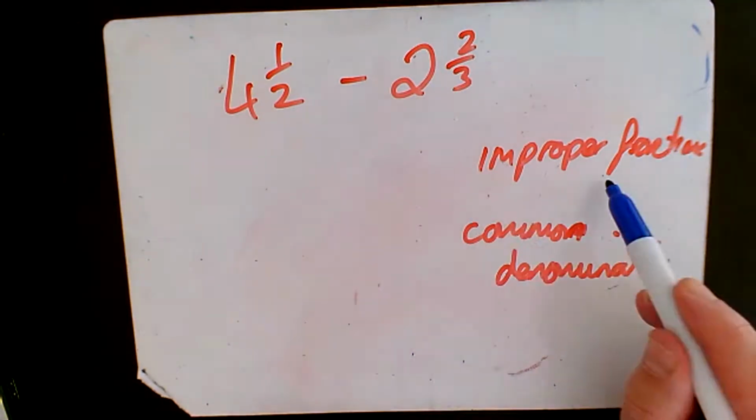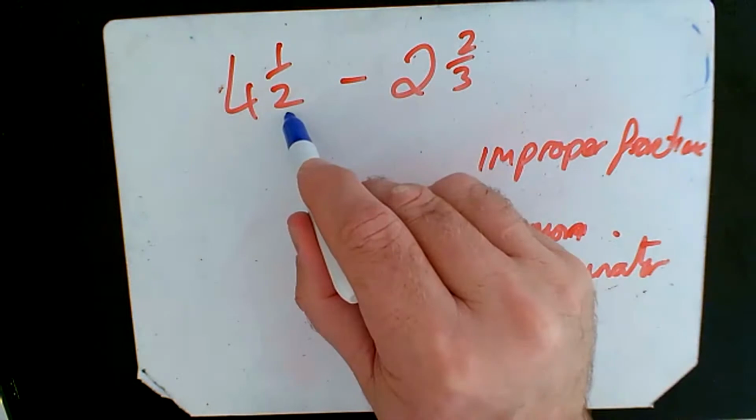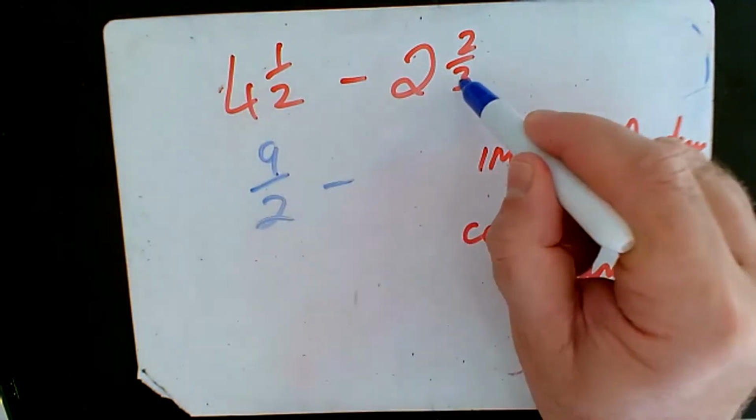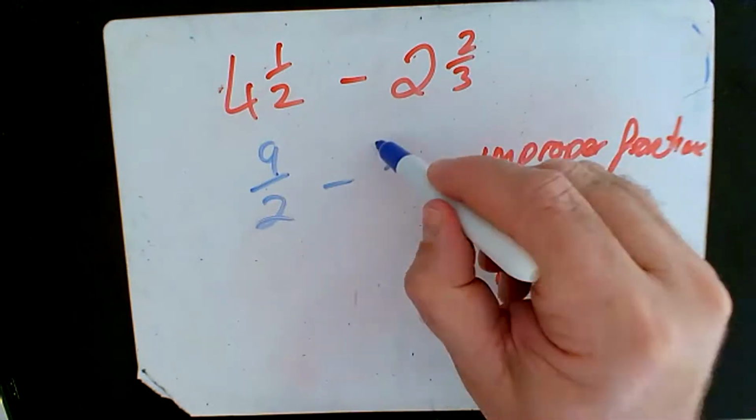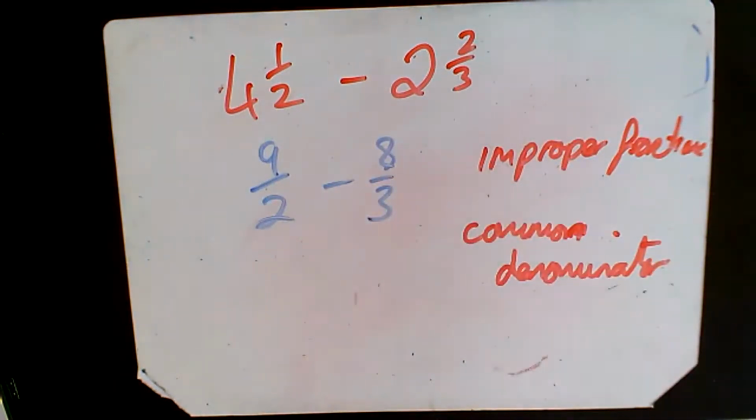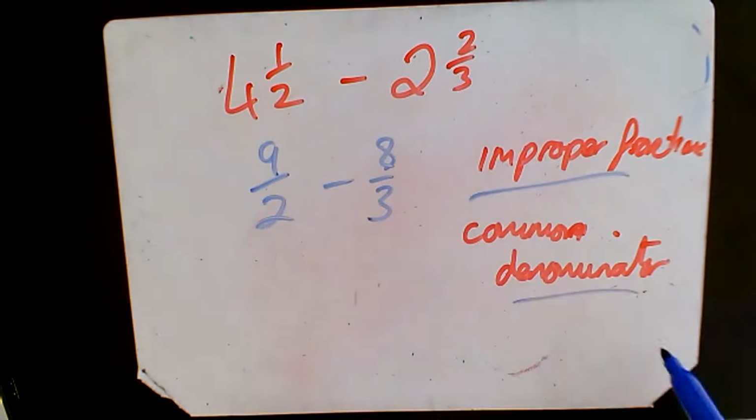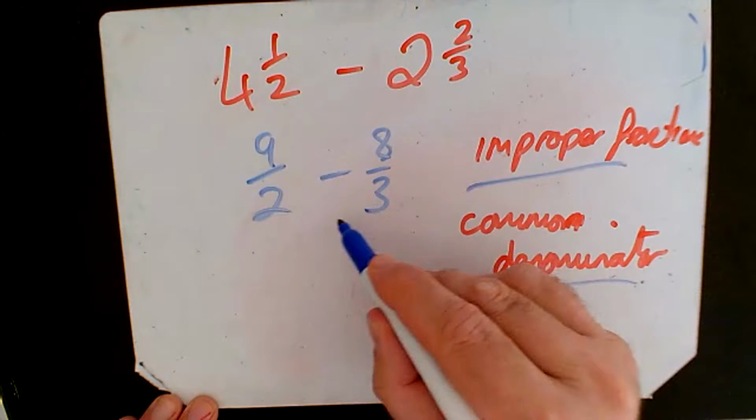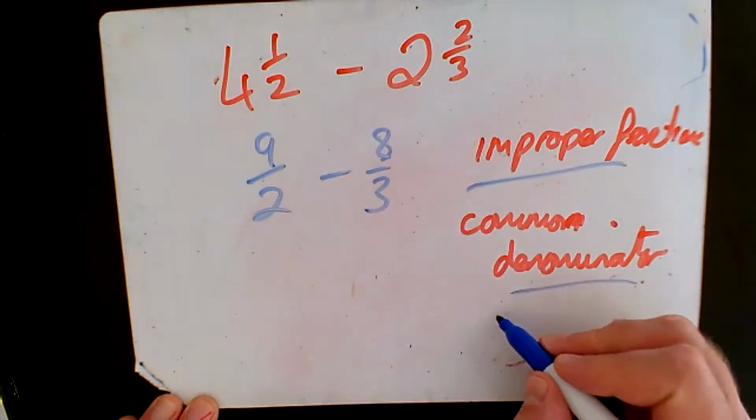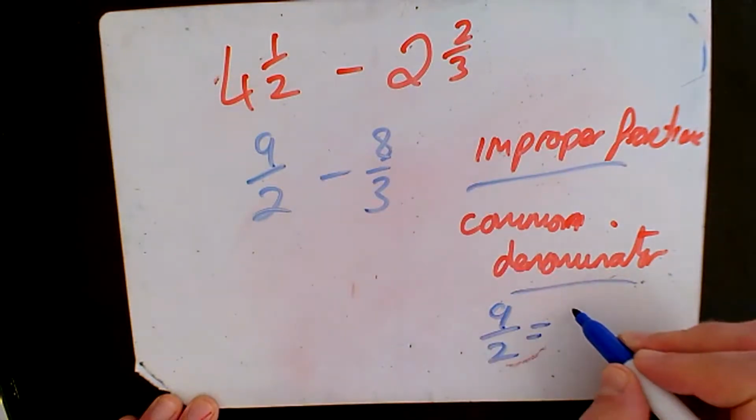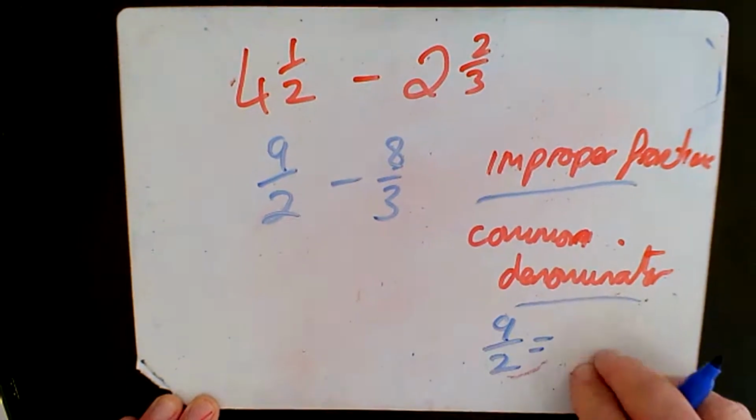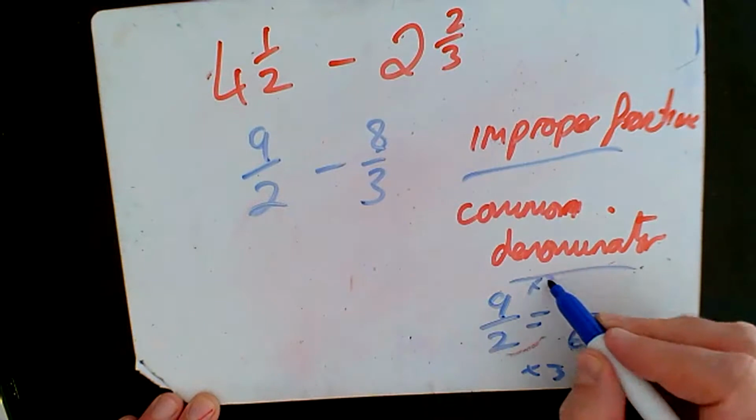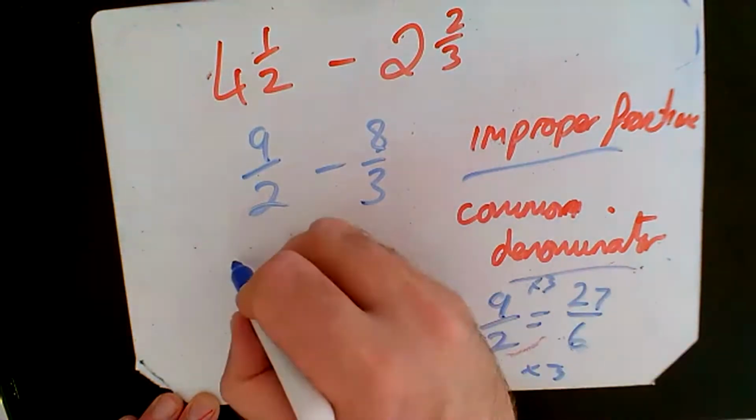Right, very quickly. First of all, turn them into improper fractions. 2 times 4, add 1: 9/2 minus 2 times 3 is 6, add 2 is 8: 8/3. So that's the first thing. The next step is common denominator. 2 times 3 is 6. I know that both 2 and 3 go into 6, so I'm going to turn them into 6ths. 9/2 equals how many 6ths? Times by 3: 9, 18, 27.